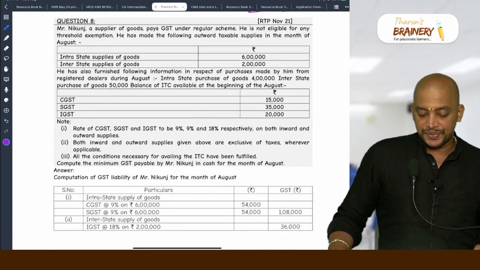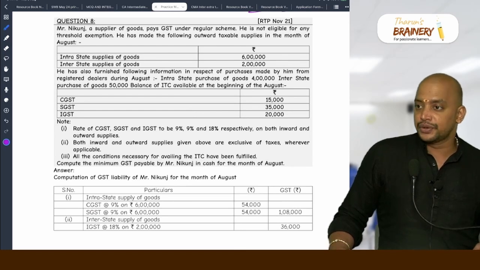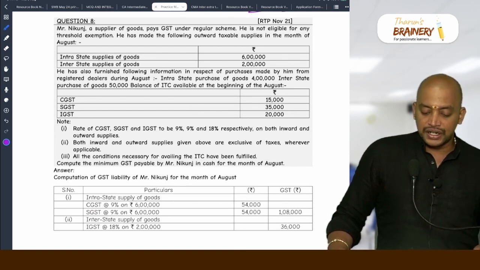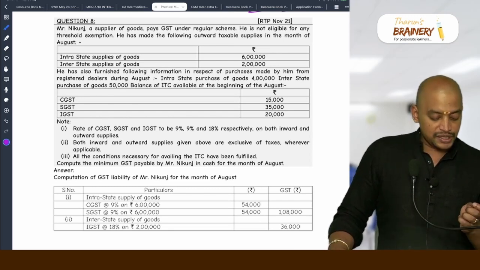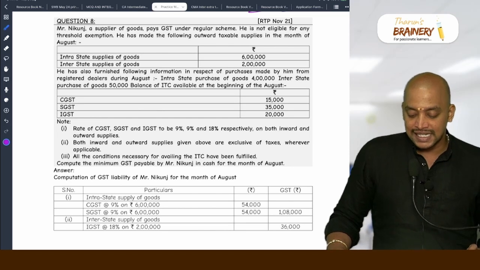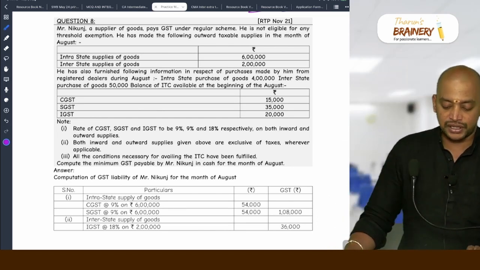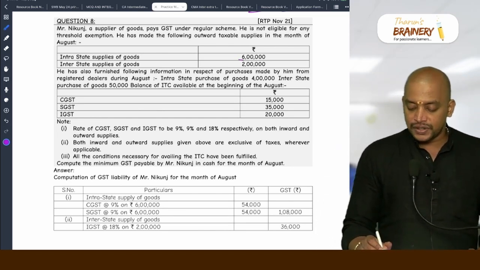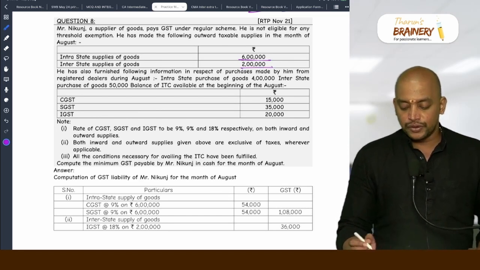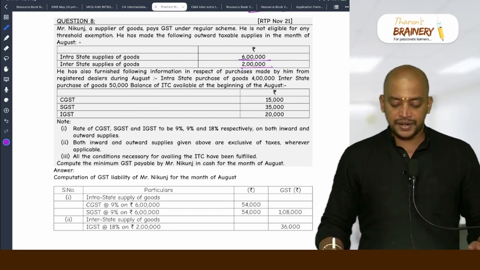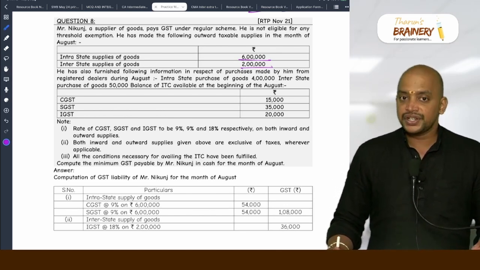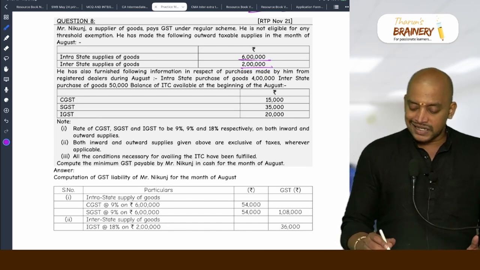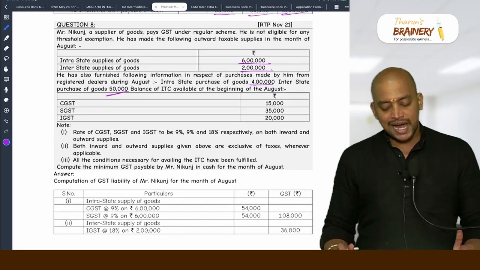Question number 8. I think this question number 8 I asked you to try. Mr. Nikunj, a supplier of goods pays GST under regular scheme. He is not eligible for any threshold exemption. He has made the following outward taxable supplies in the month of August. Intrastate supply of goods 6 lakhs, interstate supply of goods 2 lakhs. So that is for liability. He has also furnished information in respect of purchases made by him from registered dealers during August. Intrastate purchase of goods 4 lakhs, interstate purchase of goods 50,000, balance in ITC.